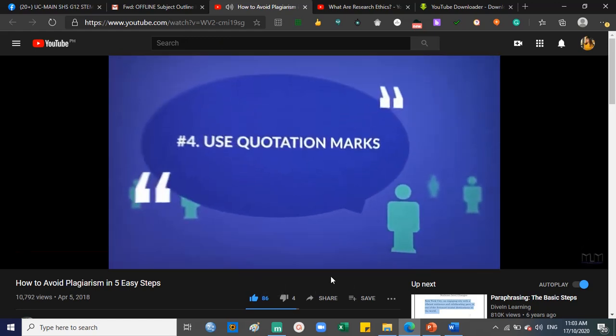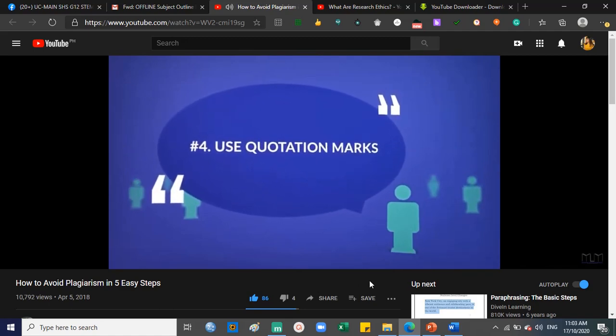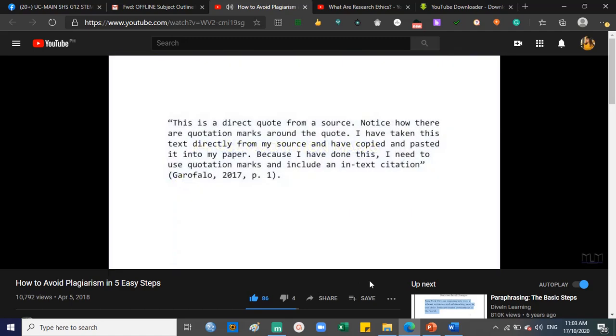Number 4, use quotation marks. If you're putting information into your paper that you took directly from a source, be sure to put quotation marks around that information. This tells the reader that you're quoting directly from your source.